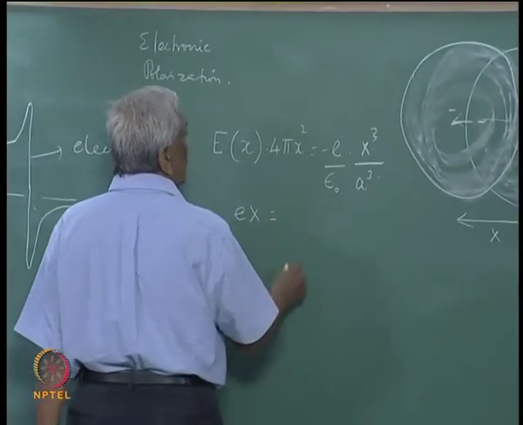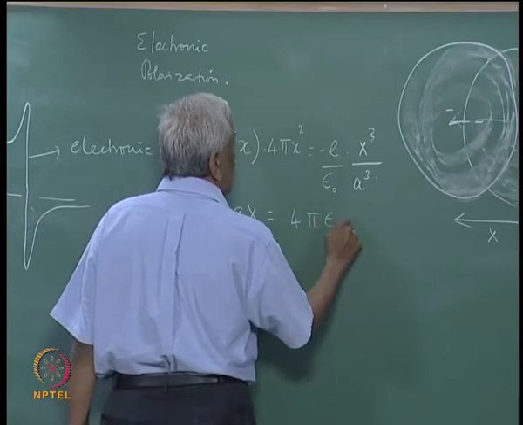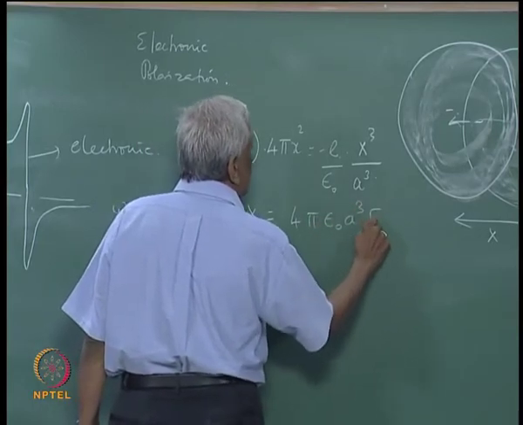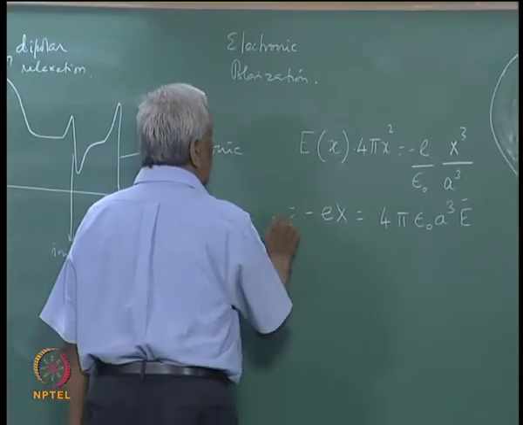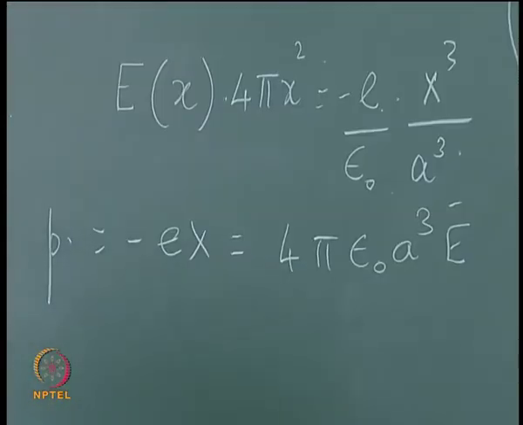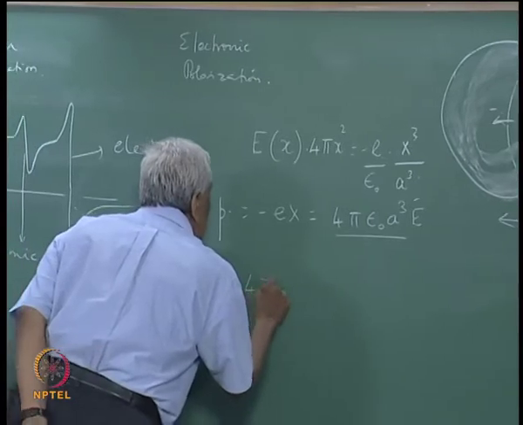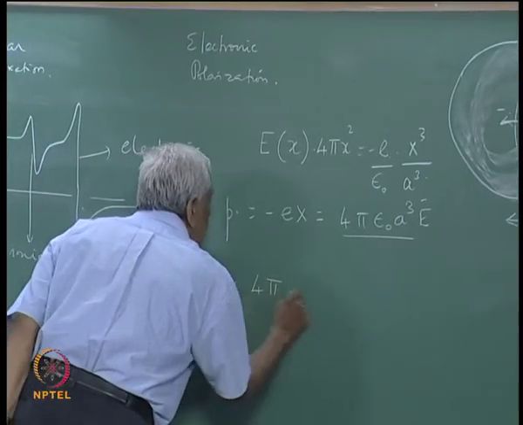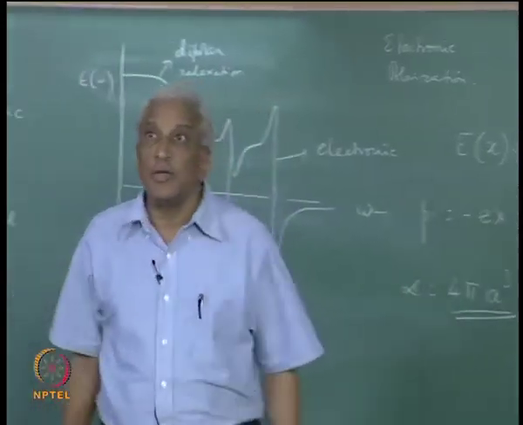equal to 4 pi epsilon naught a cube E, and this is what we call the dipole moment, the induced dipole moment. And therefore, we can see from the definition of the polarizability that the polarizability alpha is 4 pi a cube. So, it is proportional to the atomic volume.